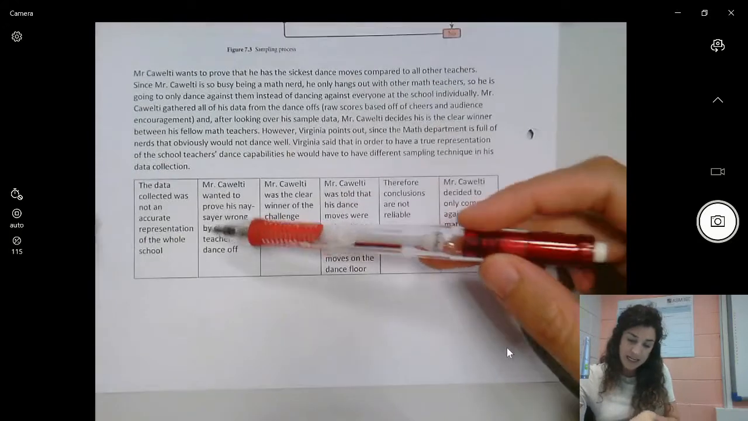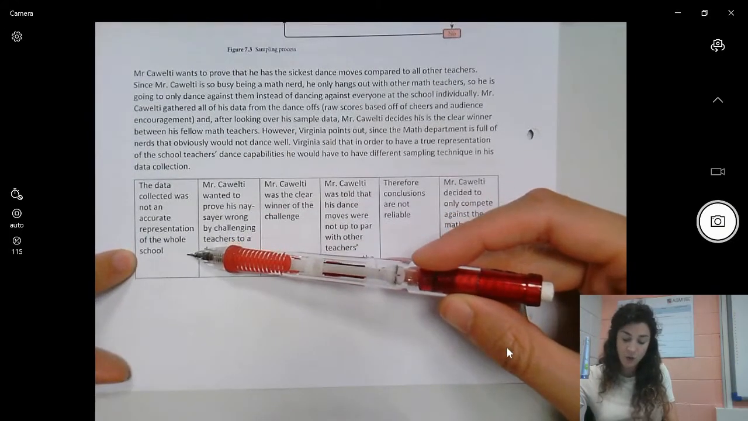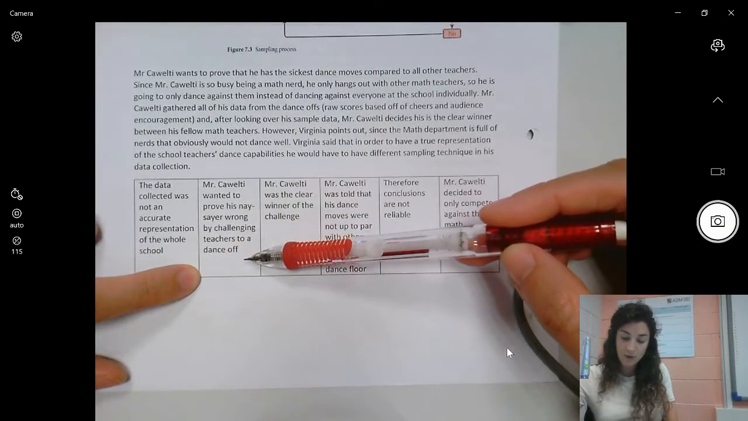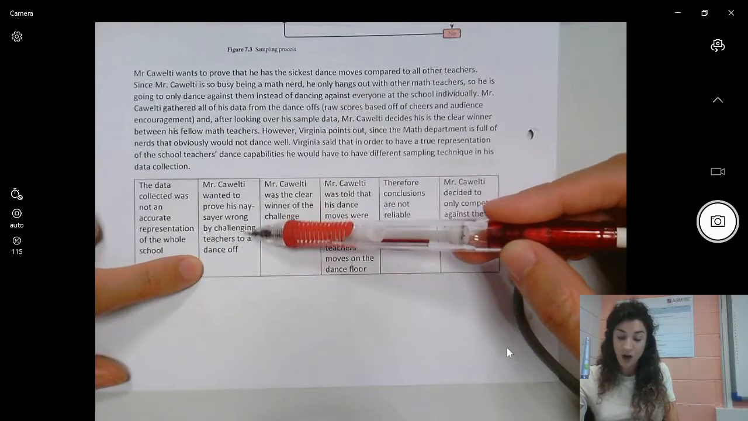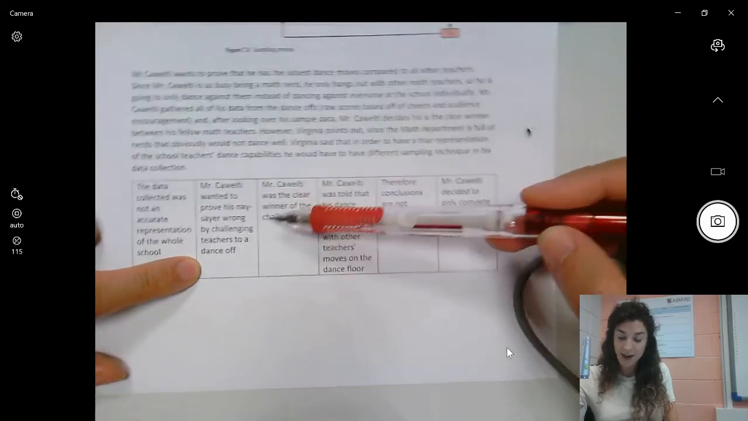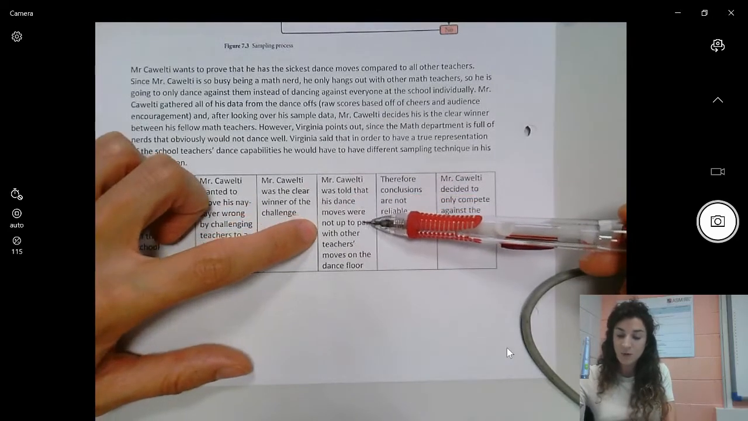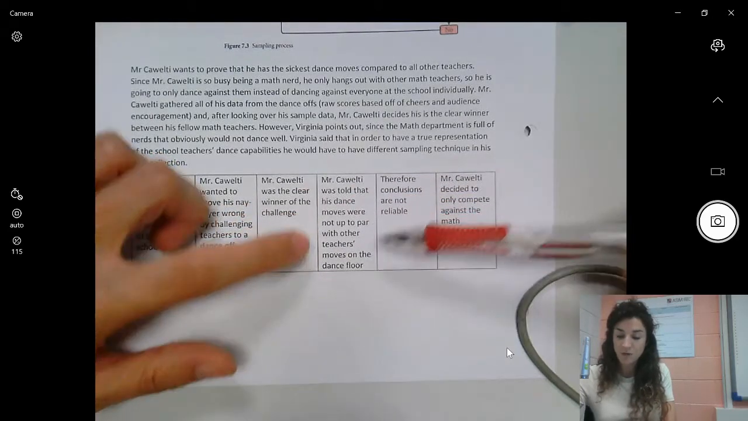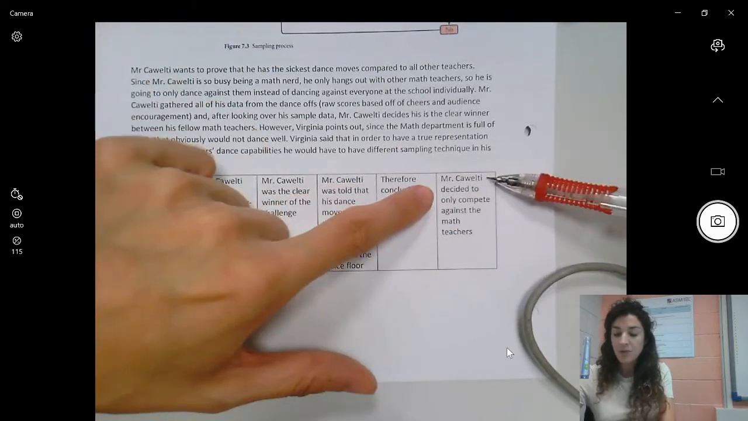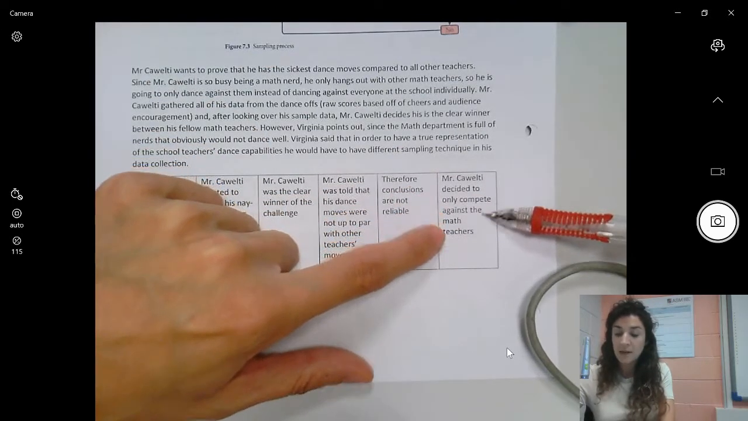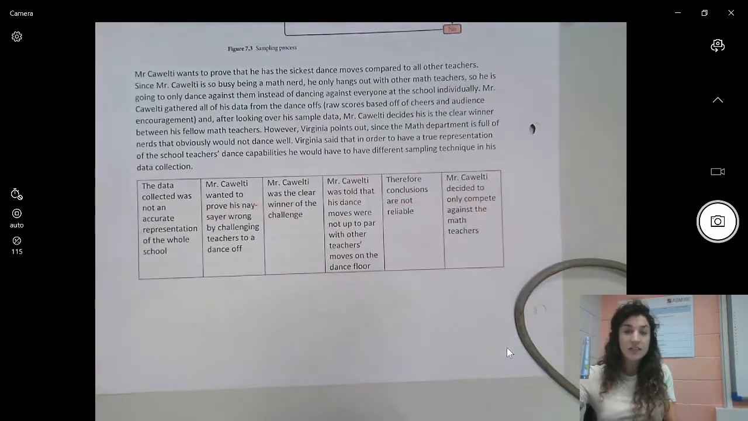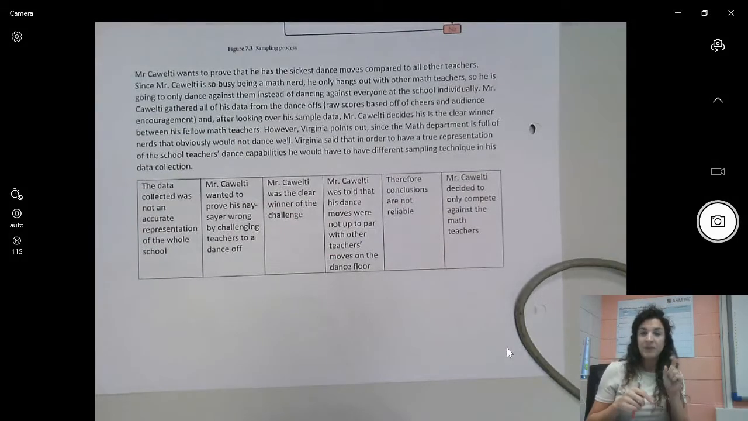So if we read through here, the data collected was not an accurate representation of the whole school. Mr. Quelty wants to prove his naysayer wrong by challenging teachers to a dance-off. Mr. Quelty was the clear winner of the challenge. Mr. Quelty was told that his dance moves were not up to par with other teachers' moves on the dance floor. Therefore, conclusions are not reliable. Mr. Quelty decided to only compete against the math teachers. So these are 6 different jumbled events that happened.